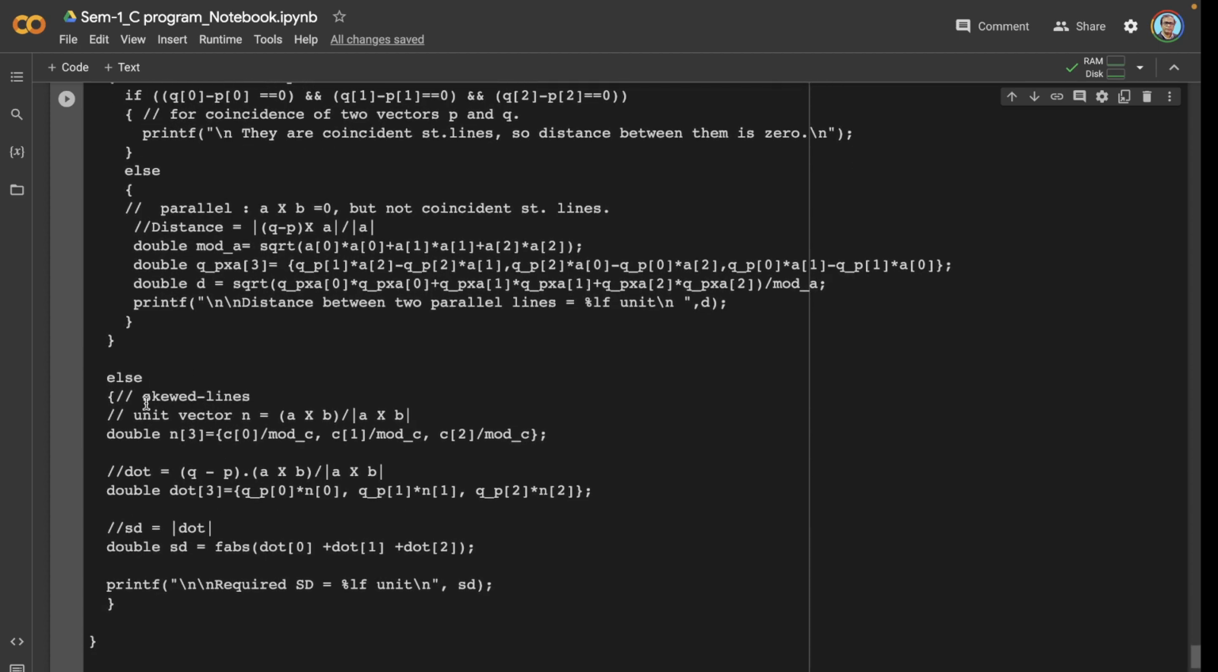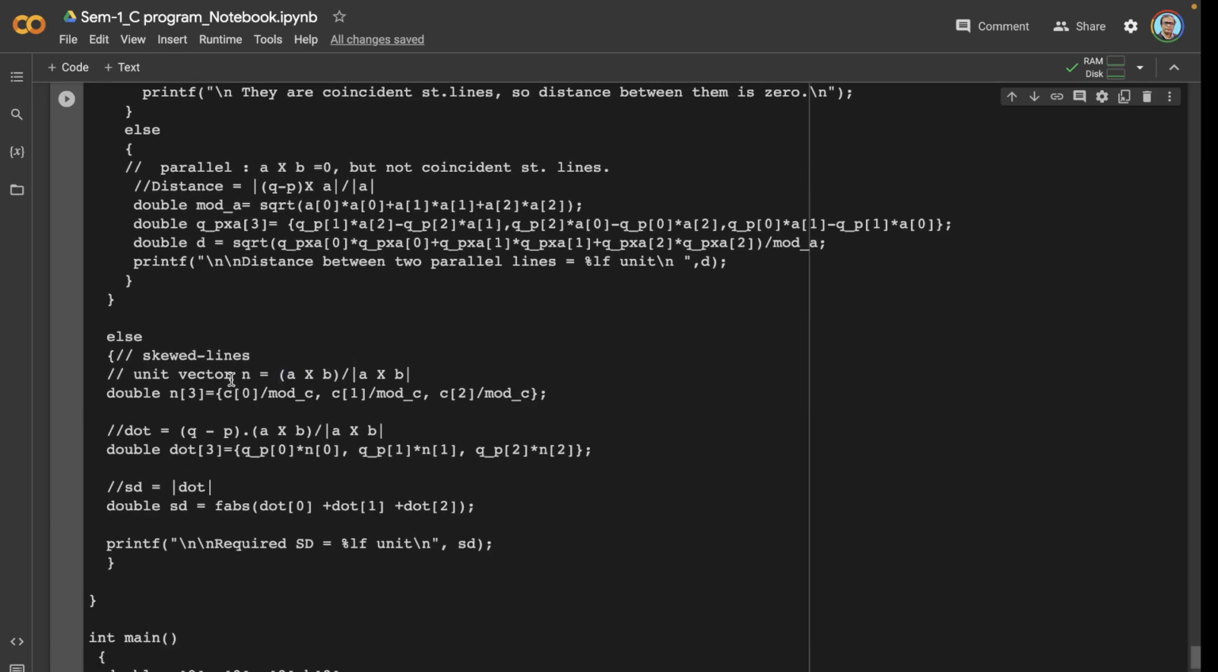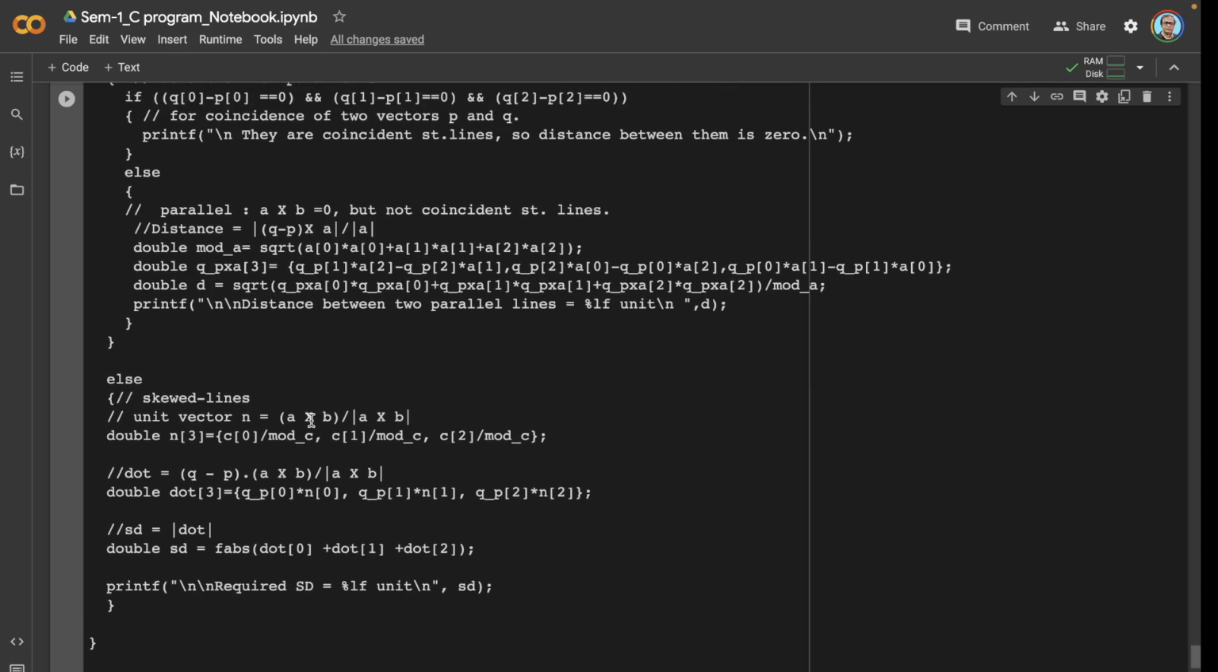And else, that is for skew lines, the unit vector n is a cross b by modulus of a cross b. So this n is the unit vector: c0 by modulus of c, c1 by modulus of c, c2 by modulus of c. Because modulus of c means the modulus of a cross b, and the c vector is the a cross b vector.